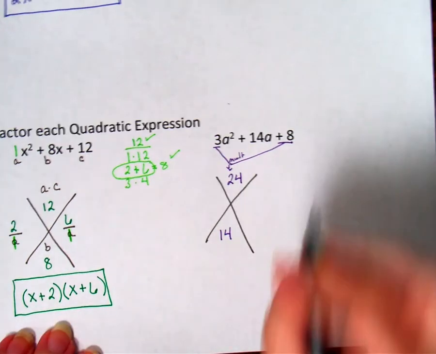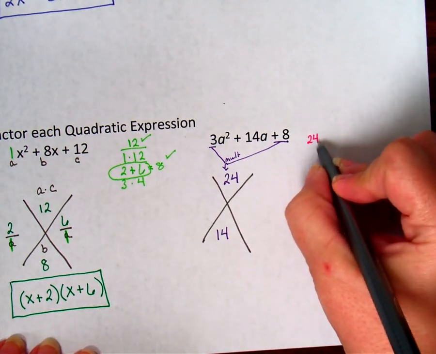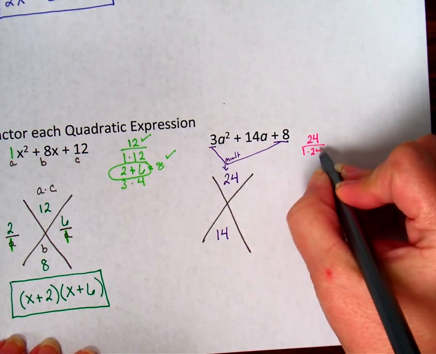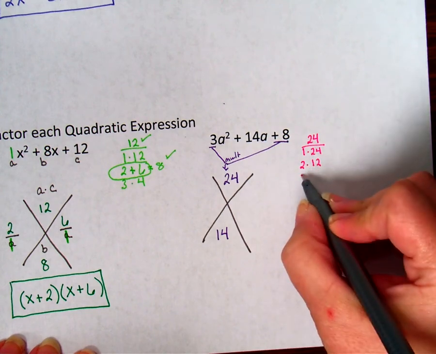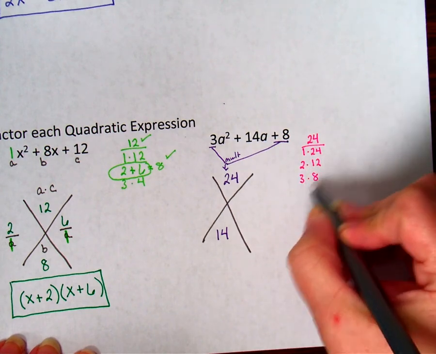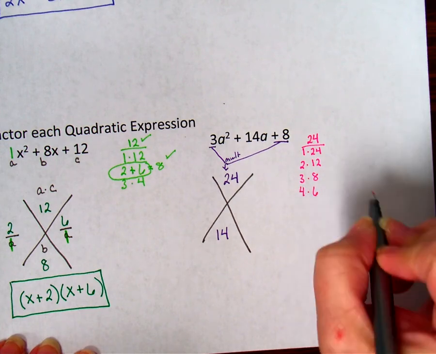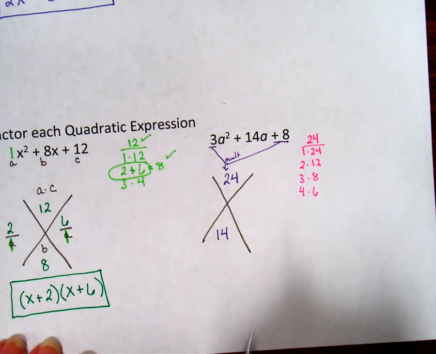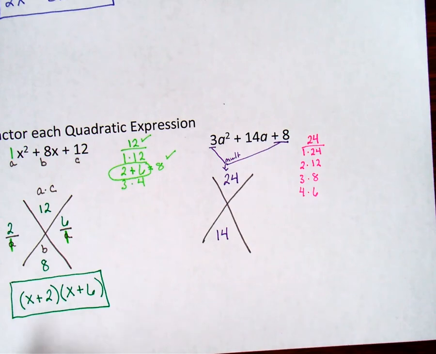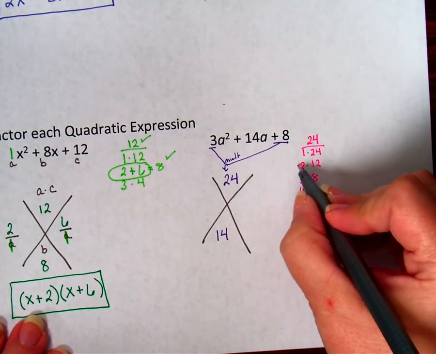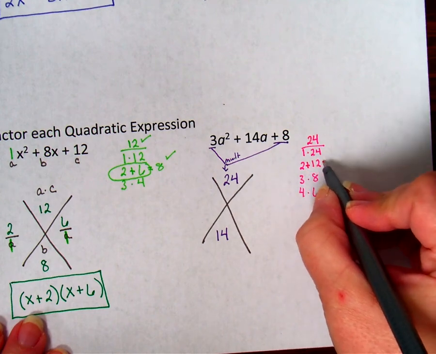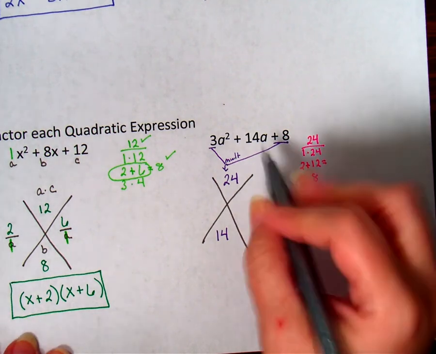So now I want my multiples of 24. So 24, that's 1 times 24, 2 times 12, 3 times 8, 4 times 6, and that's it. I want to multiply or add to make a positive 14. So that's going to be my plus 2 and my plus 12 will give me a positive 14.